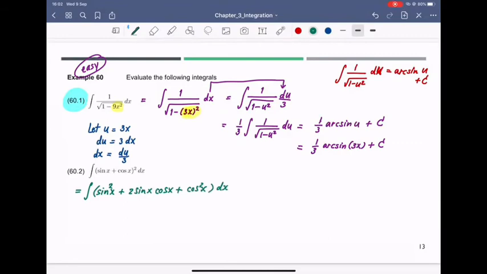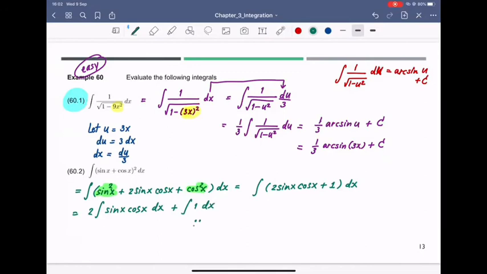You see what happened? After you expand it, I have sine square and cosine square. So group it together. This is 1, right? It is 1 because we use the trigonometric identity: sine square plus cosine square equals 1. And then after that, I have to integrate sine x cosine x dx and then plus integrate 1 dx.